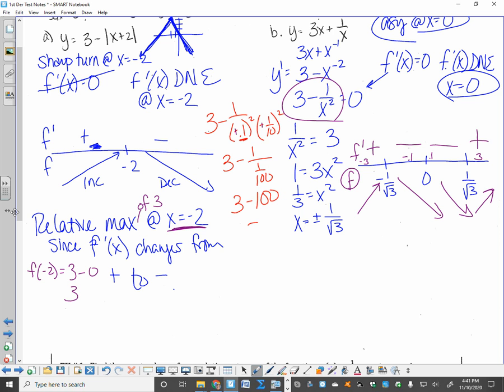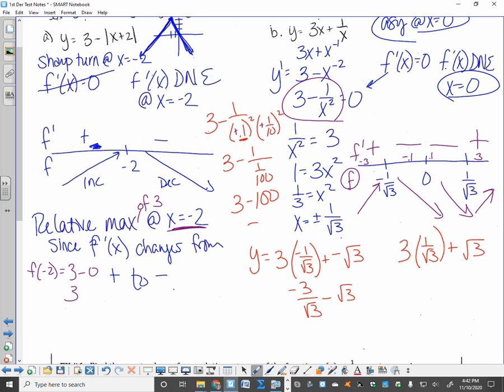All right. So I'm going to plug in a -1 over root 3 into that original function. Oh, gracious. 3 times -1 over root 3 plus 1 over... There we go. So -3 root 3 minus root 3. Yeah, that looks good. I'm going to leave it just like that. And then I'm going to plug in a positive. So 3 times 1 over root 3 plus 1 over root 3, which would be root 3.